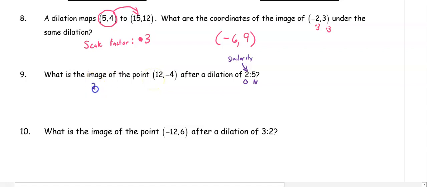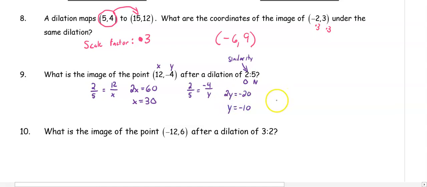So we have the ratio of 2/5 is going to equal the x coordinate of 12 over x to find the new x coordinate. So when we cross multiply here, we get 2x equals 60, divide, and we get x is 30. We're going to do the same thing for the y coordinate. So 2/5 is equal to -4 over y. We get 2y equals -20, so y is -10. So our new coordinate then would be 30, -10.